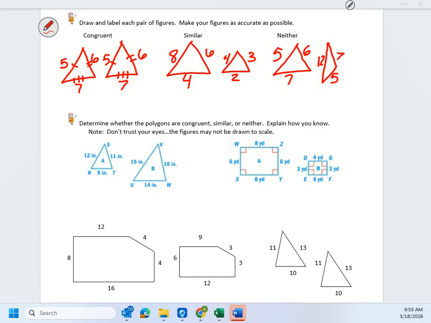So you're gonna match up corresponding sides, so this is 12 over 19, 11 over 16, 9 over 14, and then you're gonna divide it down and tell me what each of those fractions are going to equal. If it's the same decimal or whole number, then it is similar. If it is not the same decimal or whole number, then it is neither. If the numbers had been identical, then it would be congruent.